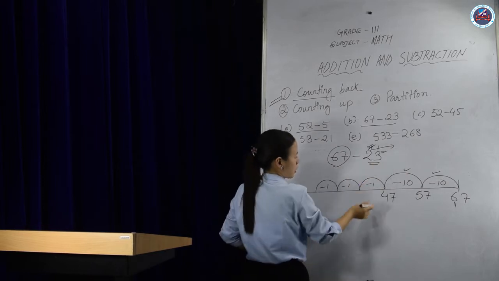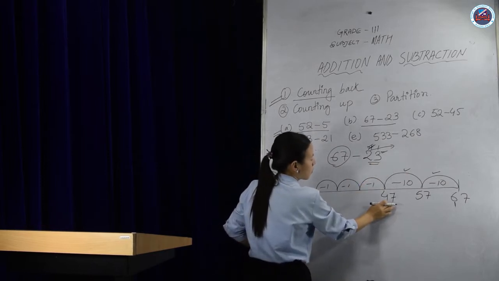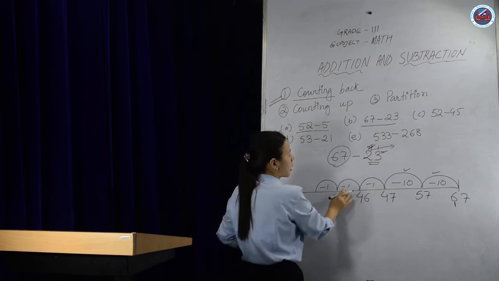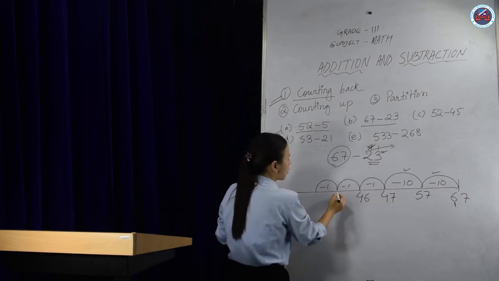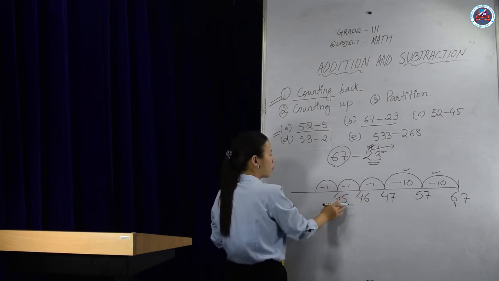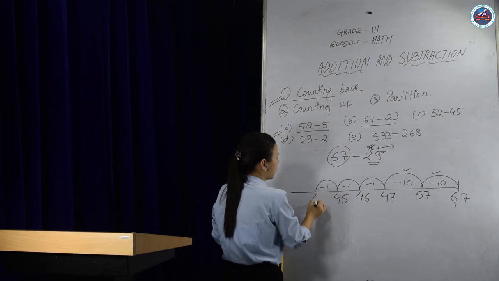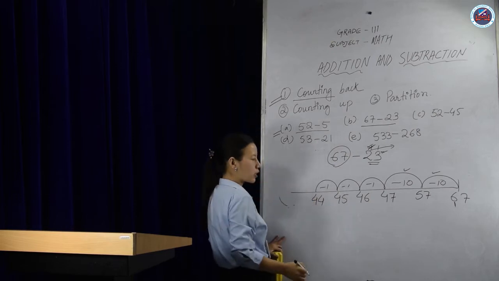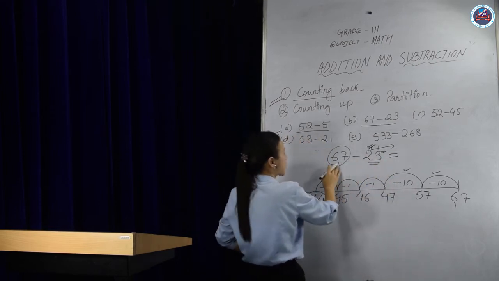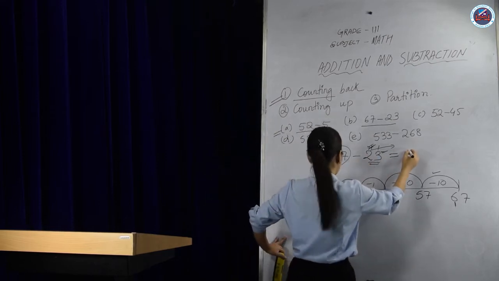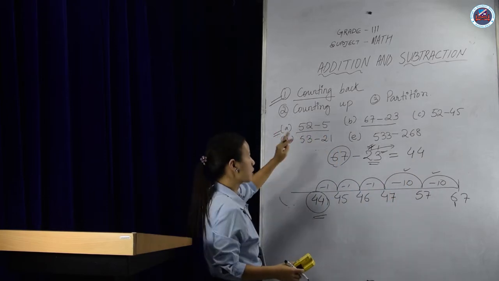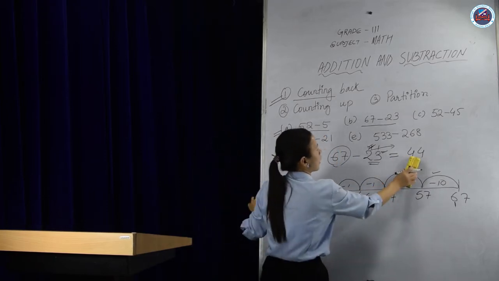Now for the ones. So take away 1 from this 47, you get 46. Again, take away 1 from this 46, you get 45. Again, take 1 more away from this 45, we get 44. That is, the answer is 67 minus 23 is 44. So that's how we use this counting back method to get our difference.